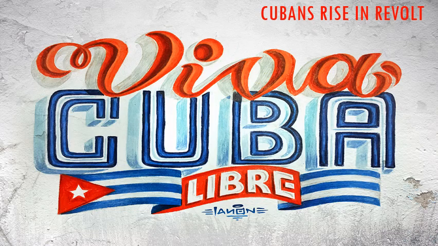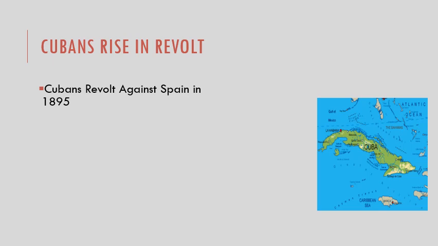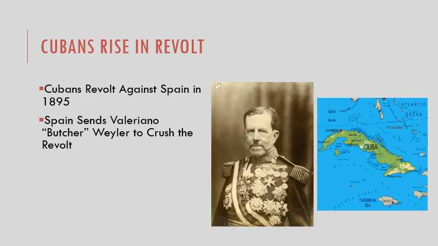So after Hawaii, the next place we'll see is Cuba. Cubans want to be free from the control of Spain. In 1895, the Cubans feel it's time to revolt and get rid of the Spanish, but the revolt will not be successful because the Spanish quickly send Valeriano Weyler to crush it.